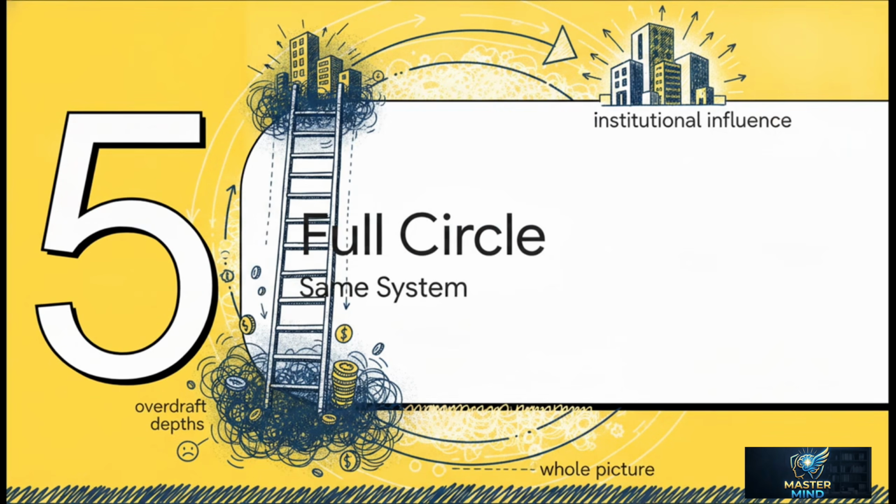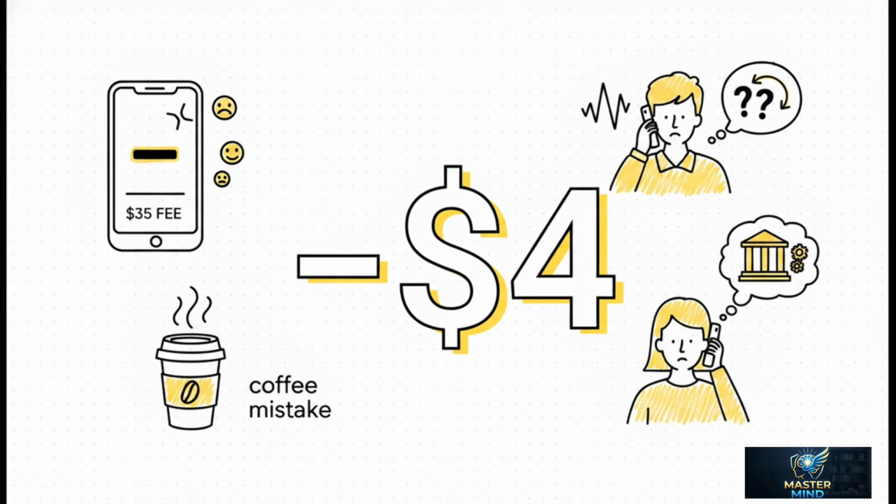Phase 5, the full circle resolution. So, the crucial point we need to take away from all this is, I want you to think all the way back to that -$4 we started with. Right now, at this exact moment, someone else out there is staring at their phone screen, looking at that exact same minus sign. They are watching a brutal $35 fee hit their account for a $4 coffee mistake, and they are feeling utterly exhausted. They're listening to that exact same automated hold music looping for the third time, talking to a script that tells them there's no way to help.